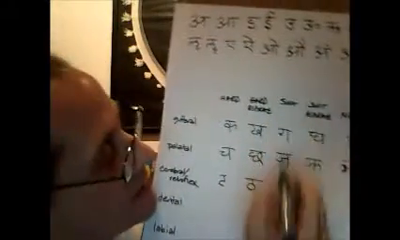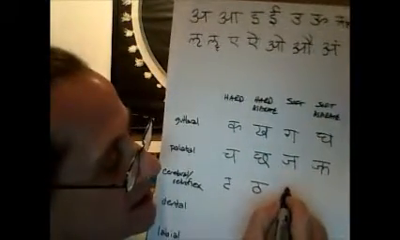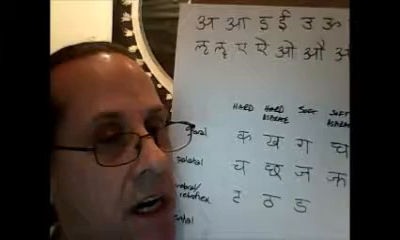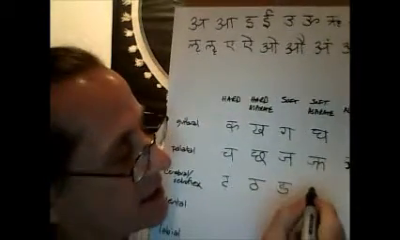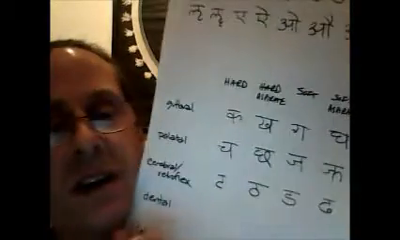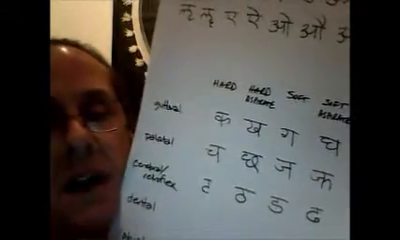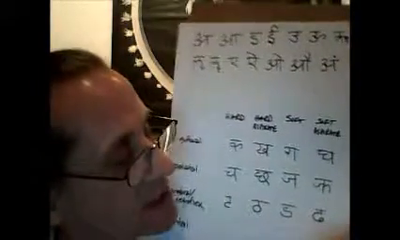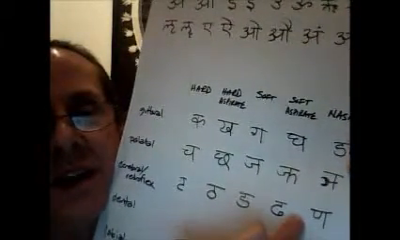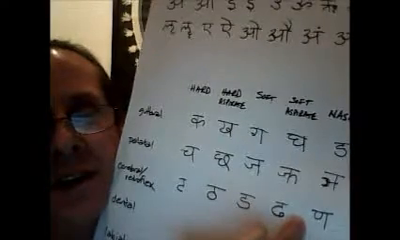And then we have the soft form, which is da. And its aspirate is dha. And the nasal form is na, as in Ganesha.